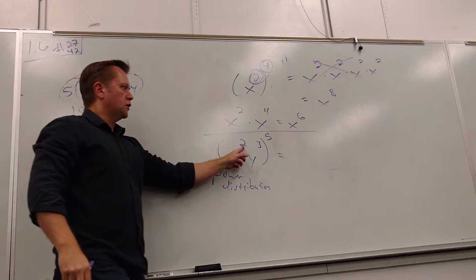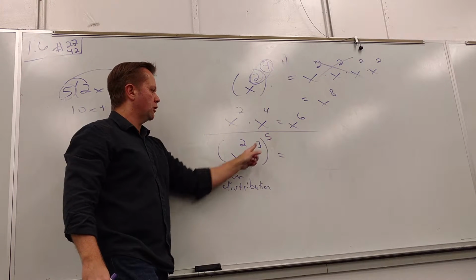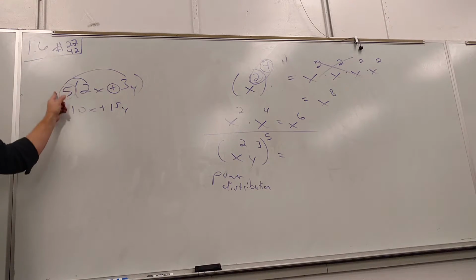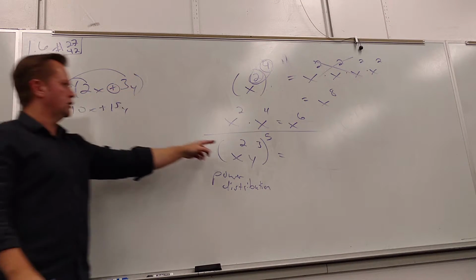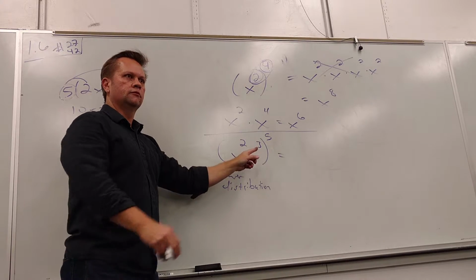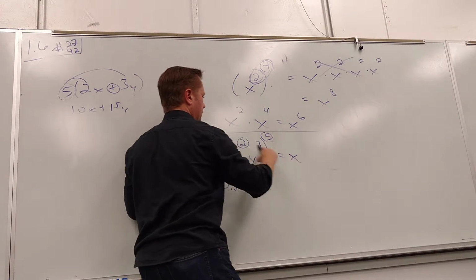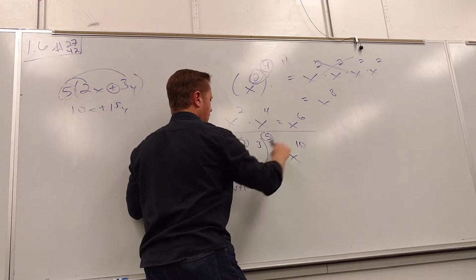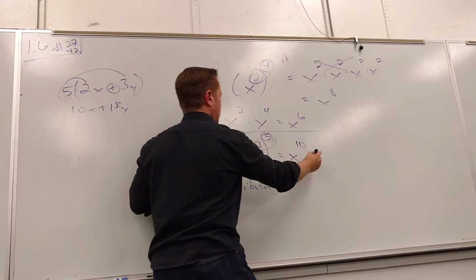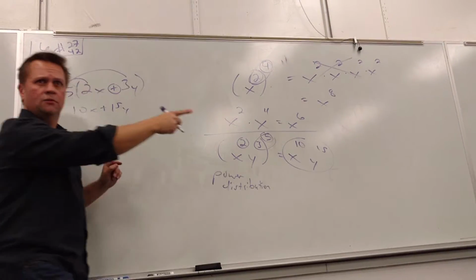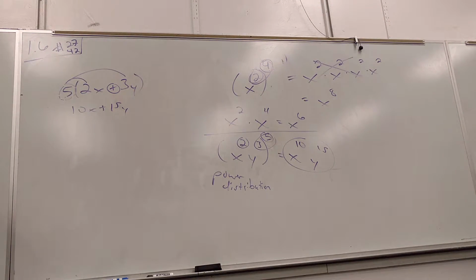What are exponents based on? Multiplication. That's why they work well with multiplication. So the same way I could distribute this 5 through, I could distribute this 5 through. What's x squared to the 5th power? What do you do with those powers? Multiply. Yes, x to the 10th, y to the 15th. Do you see the symmetry there, the analogy there?